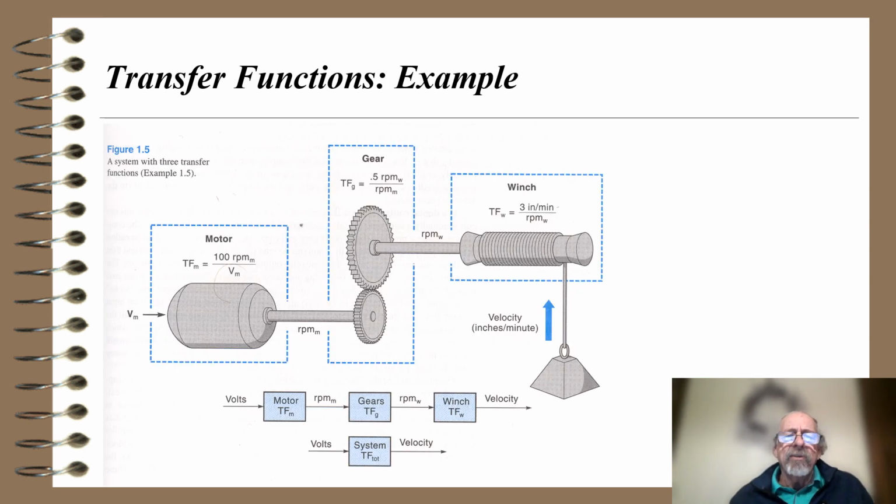So here's a transfer function example. This is out of one of those reference books I showed you. On the left-hand side we have a motor, then some gears in the middle, and then a winch. The motor has a transfer function: I have V in that runs the motor, and then I have a velocity in inches per minute on the winch. The motor times the gears times the winch gives us a total system transfer function, volts in and velocity out.